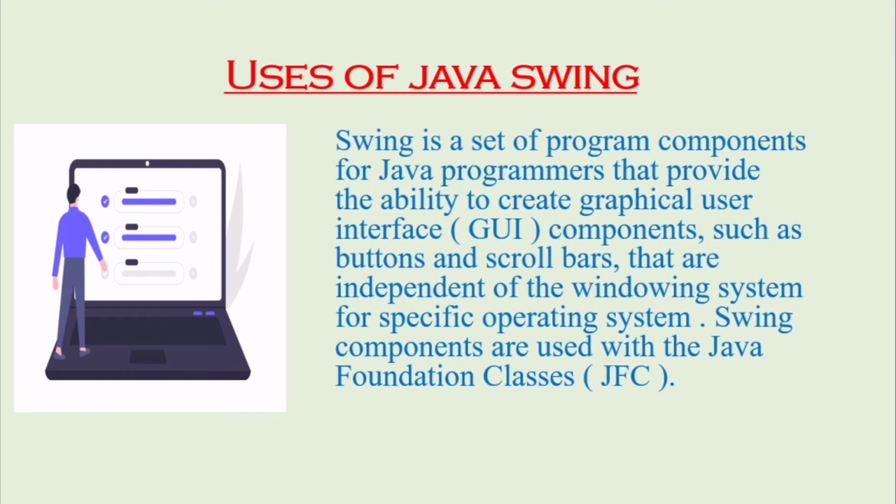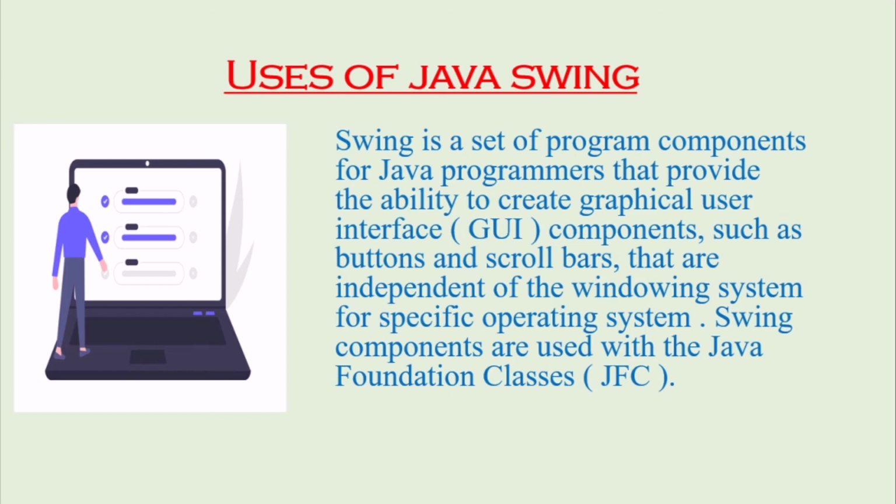Then what are the uses of Java Swing? Swing is a set of program components for Java programmers that provide the ability to create graphical user interface components such as buttons and scroll bars, etc., that are independent of the windowing system for specific operating systems. Swing components are used with Java Foundation Classes.